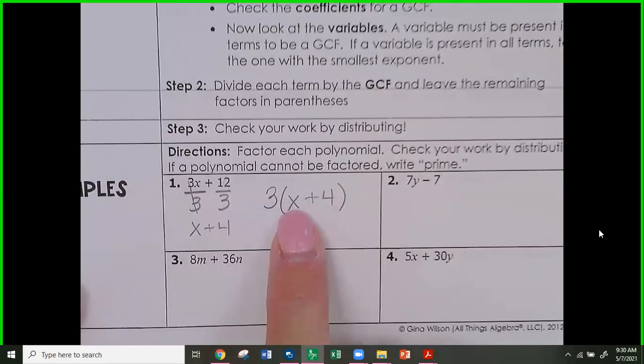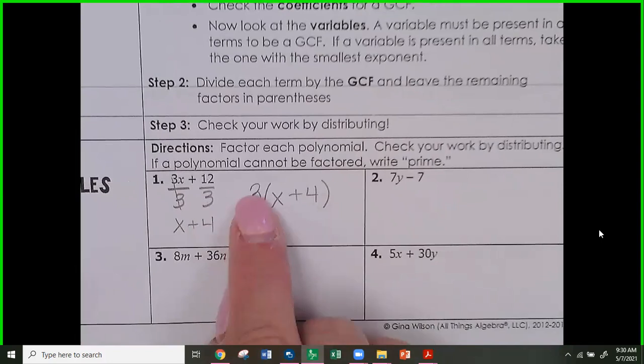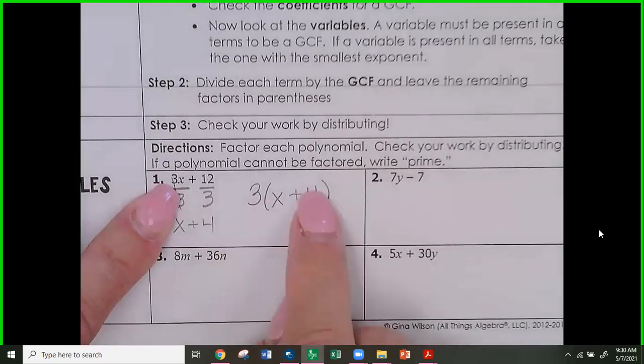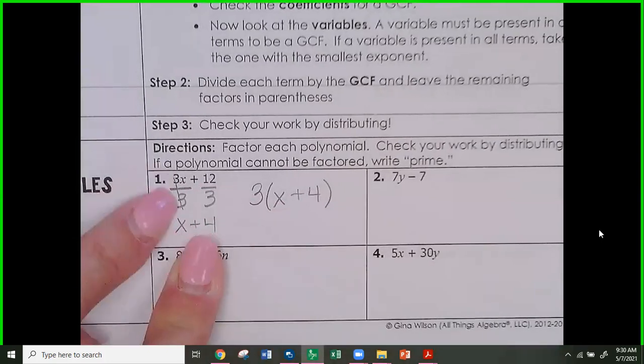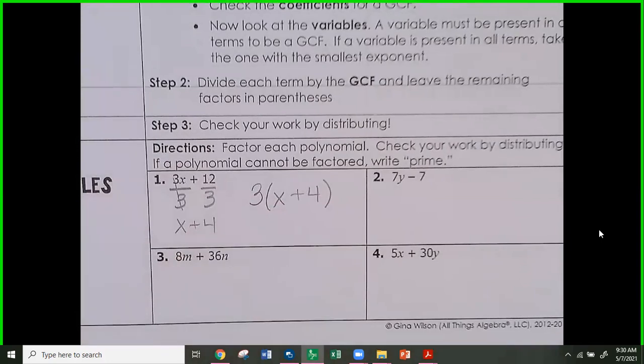Okay, this is the answer. Because if you think about it, watch. 3, if I distributed this, I would get 3 times x, which is 3x. 3 times 4, which is 12. Okay, this right here is what I got when I divided by taking out that 3. Okay, does that make sense?